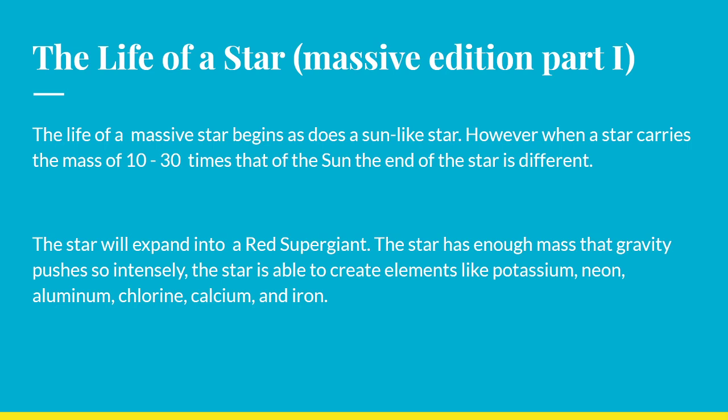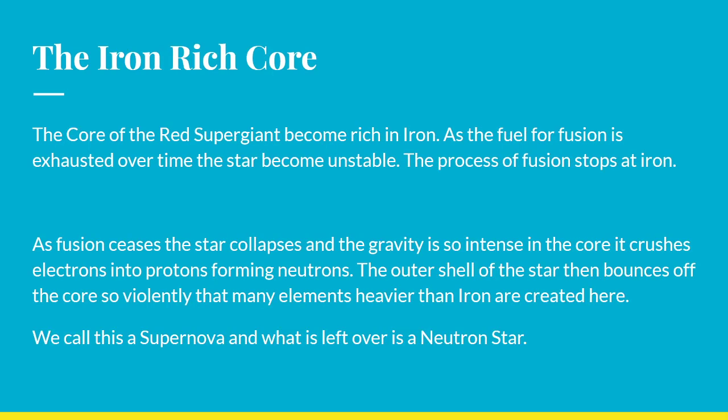And the star has enough mass that gravity pushes so very intensely that during this phase, it's able to fuse things from carbon and oxygen. So it's able to produce some of these elements we are familiar with, like aluminum and calcium and potassium and neon and iron. And eventually the core, the center of the red supergiant, becomes very rich in iron.